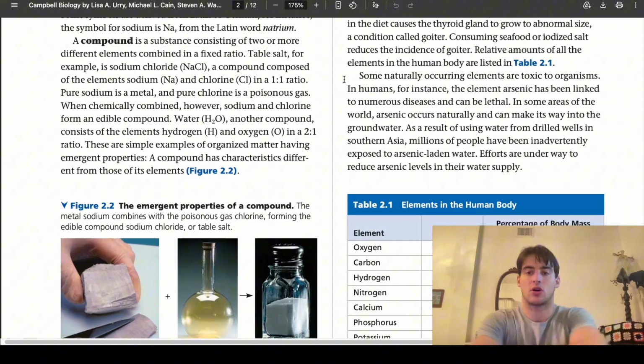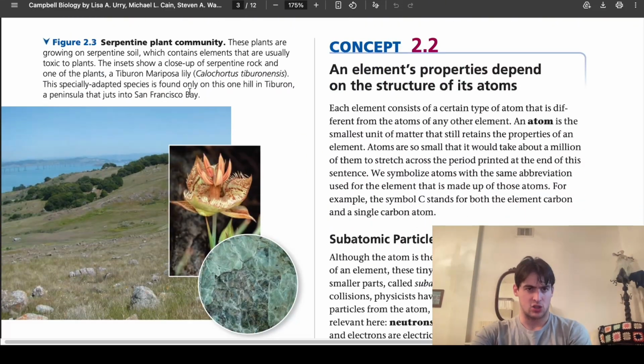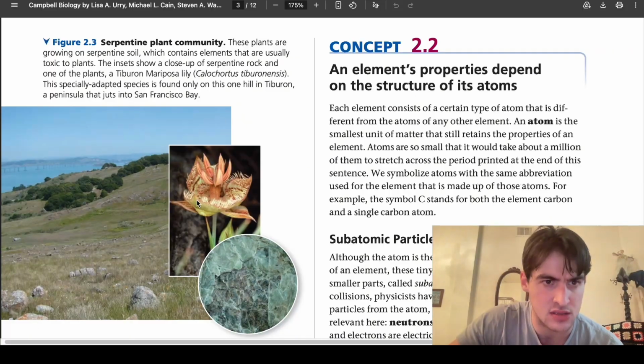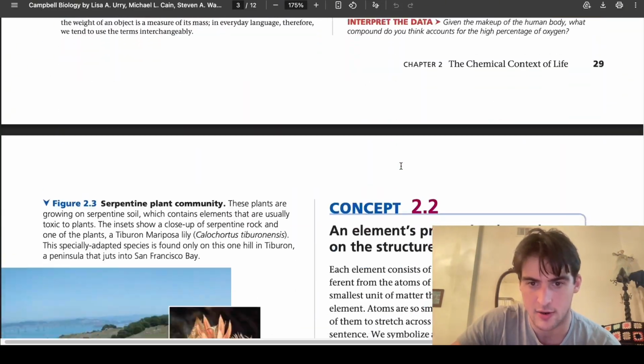Some naturally occurring elements are toxic to organisms. In humans, for instance, the element arsenic has been linked to numerous diseases that can be lethal. In some areas of the world, arsenic occurs naturally and can make its way into the groundwater. As a result of using water from drilled wells in southern Asia, millions of people have been inadvertently exposed to arsenic-laden water. Efforts are underway to reduce arsenic levels in the water supply. And then we've got figure 2.3. I don't think this has been discussed yet, so I'm going to move to that later.